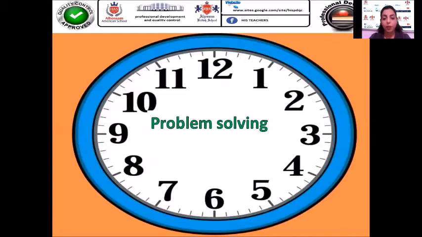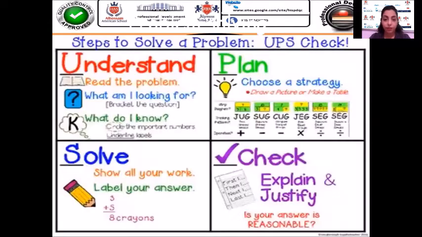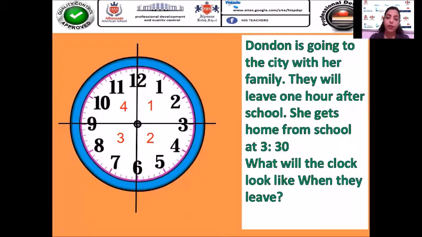Let's solve some problems together. Here are the steps. Number 1, understand the problem. Underline the information you have in the problem. Number 2, plan. How will you solve the problem? Which strategy are you going to use? Number 3, solve the problem. Number 4, check your answer. Is it reasonable? Let's go.